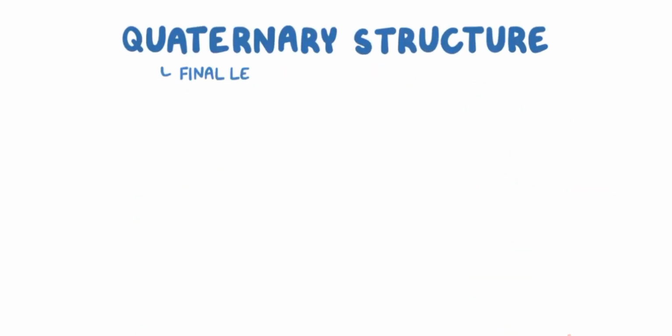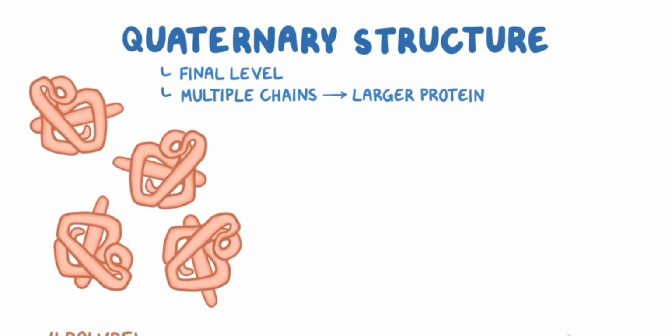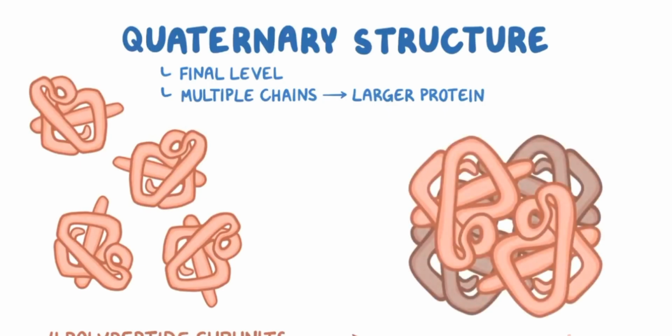Quaternary structure is the final level, and it's the level at which multiple polypeptide chains come together to form a larger protein structure. A classic example involves the 4 polypeptide subunits that have come together to form a single hemoglobin protein, which is roughly a tetrahedral arrangement.